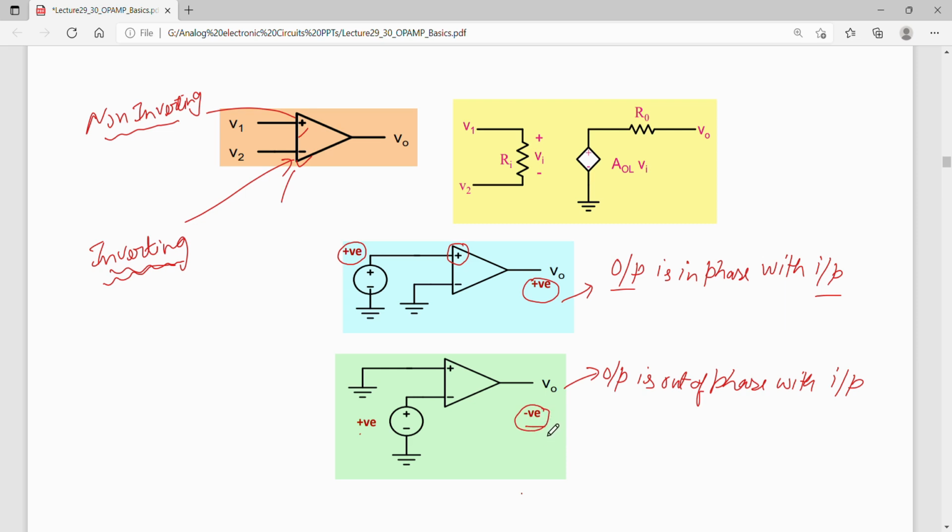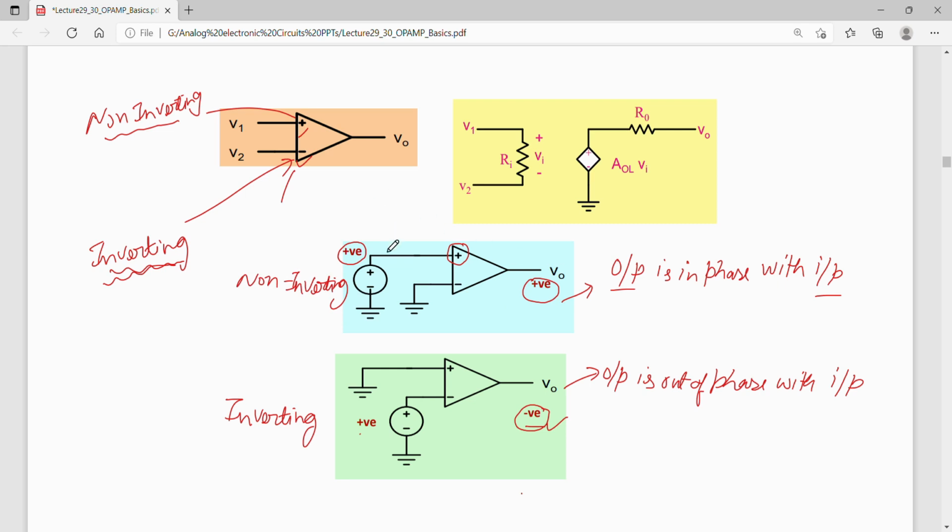So output is negative in this configuration, which is inverting. The output is negative, so that means output is out of phase with the input. And in this configuration, which is non-inverting, the output is positive, so that means output is in phase with the input.